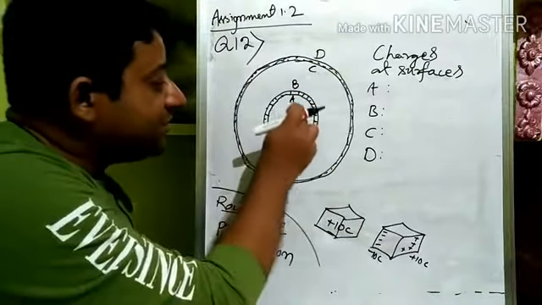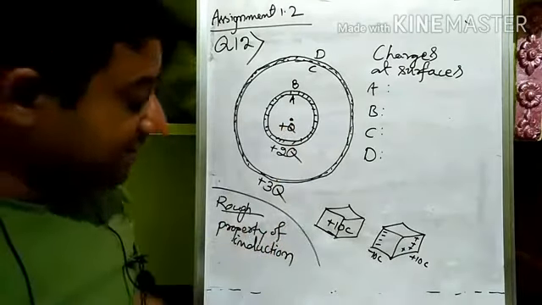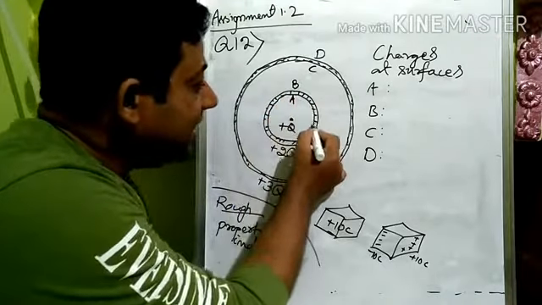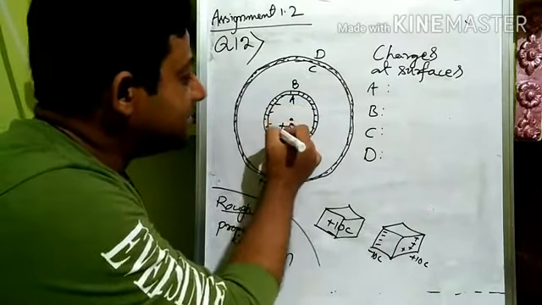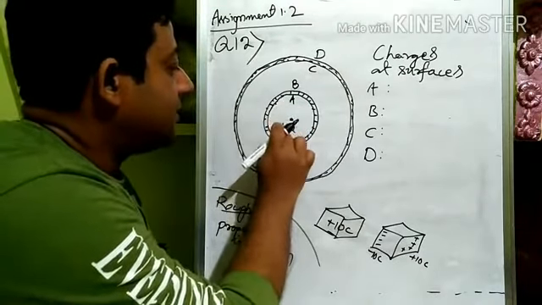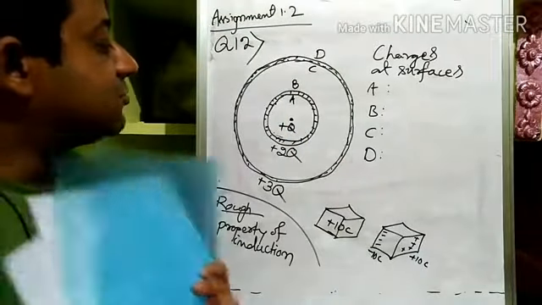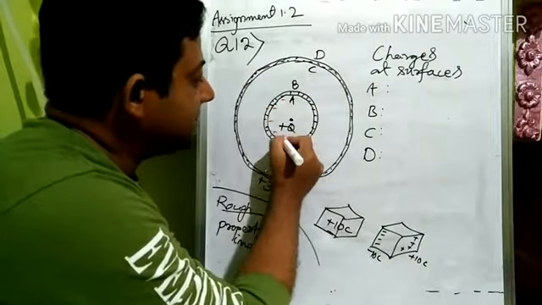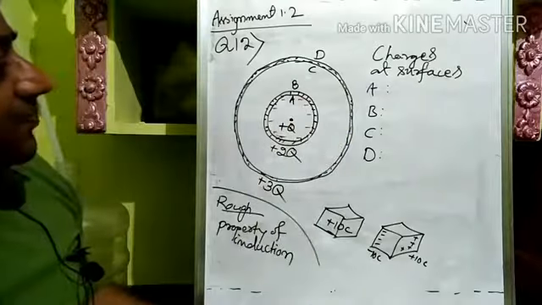In the cavity of the inner cell, plus Q charge is given. It is given in the question. Now what will happen? What will be the charge on A? Since a plus charge is near to this, minus charge will be developed due to induction. Yes or no? Let me show that with a different color. Since the plus Q charge is near, by induction minus Q charge will be developed on the inner surface of A.